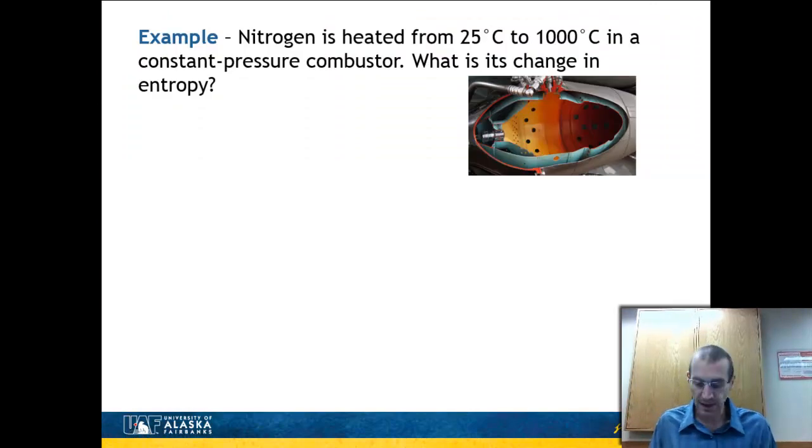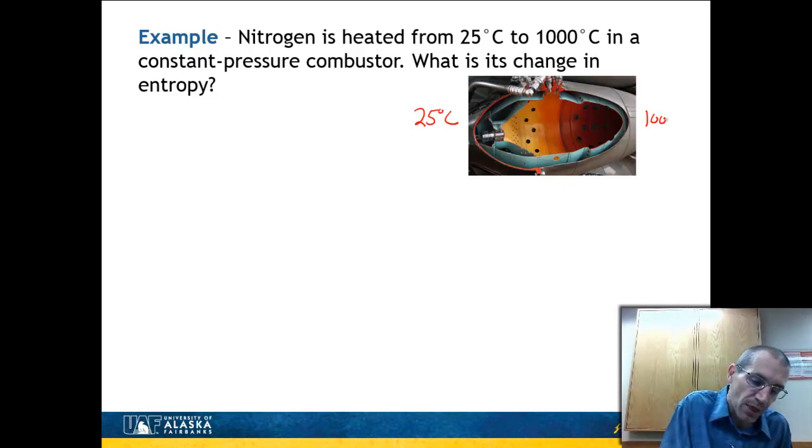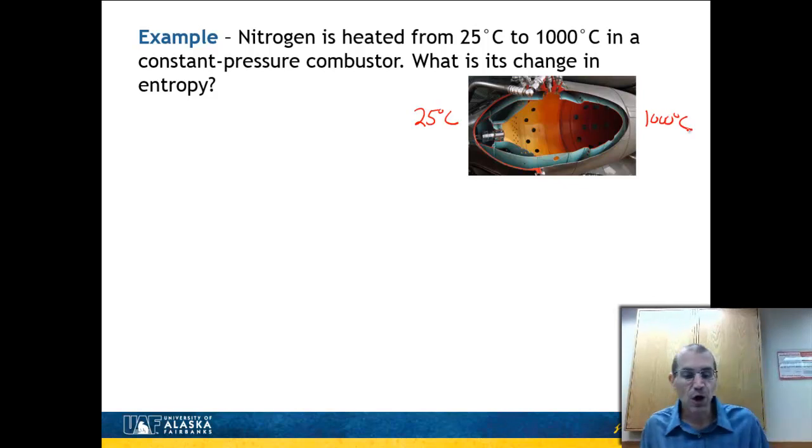So let's go ahead and do an example with that. We're just going to look at the nitrogen contribution in this, and the nitrogen is going to come in at 25 degrees Celsius, and then it's going to exit at 1,000 degrees Celsius. And I want to know what's the change in entropy. And this is going to be in a more or less constant pressure combustor.